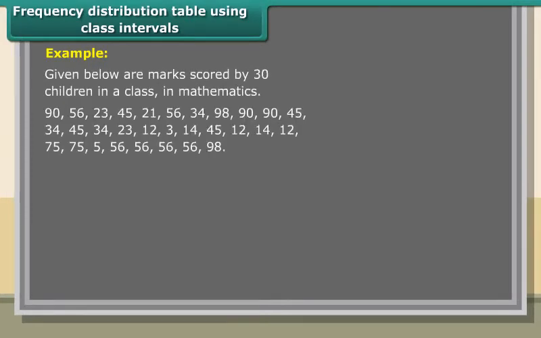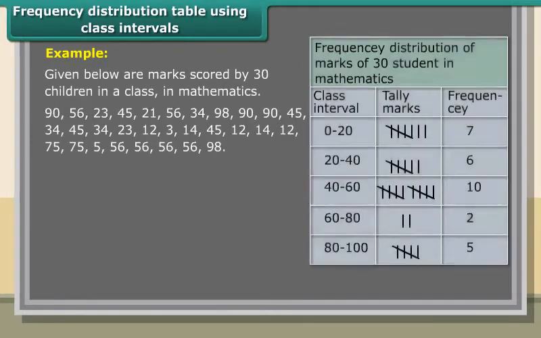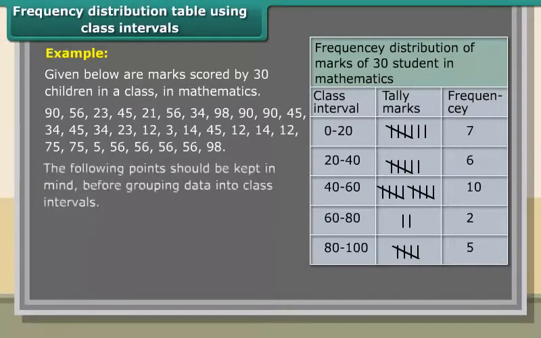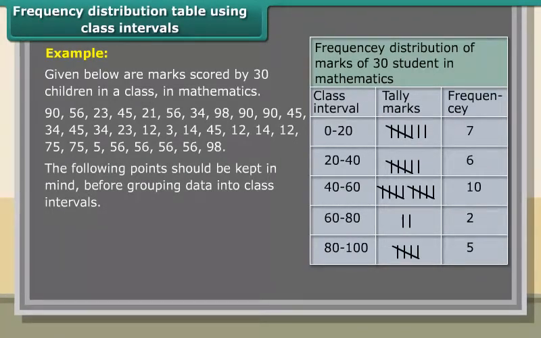Frequency distribution table using class intervals. Example: given below are marks scored by 30 children in a class in mathematics. The following points should be kept in mind before grouping data into class intervals.